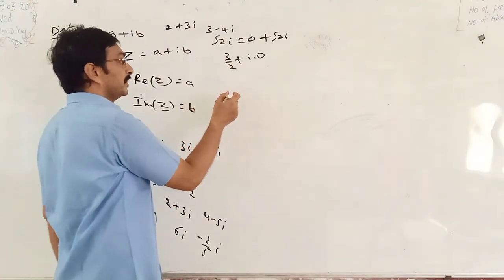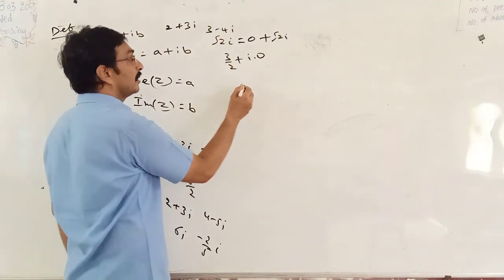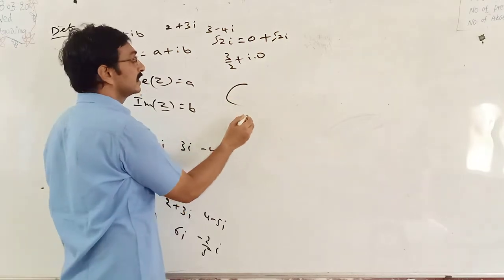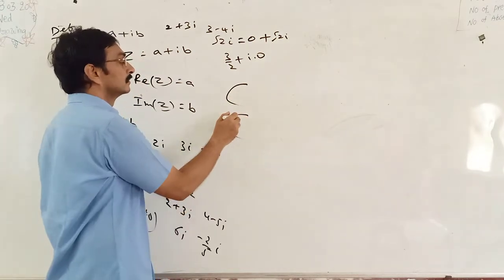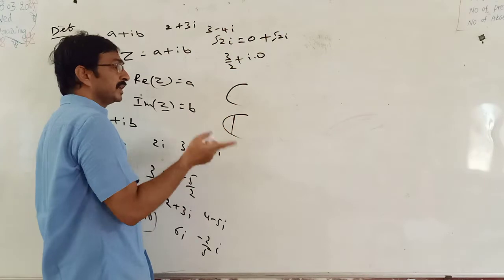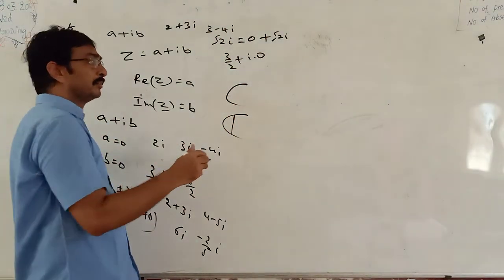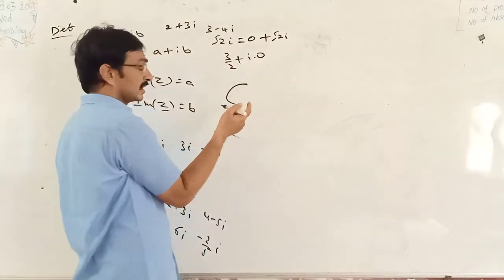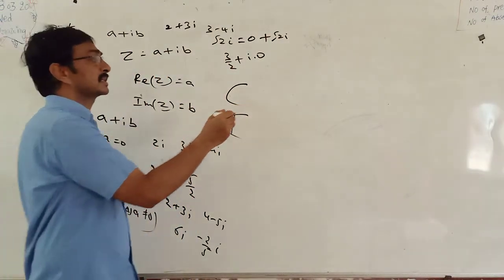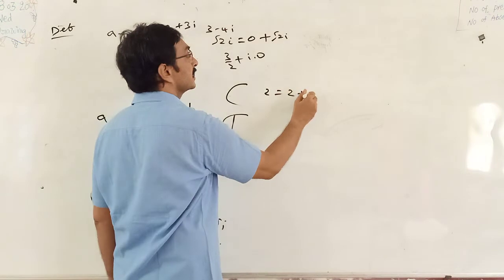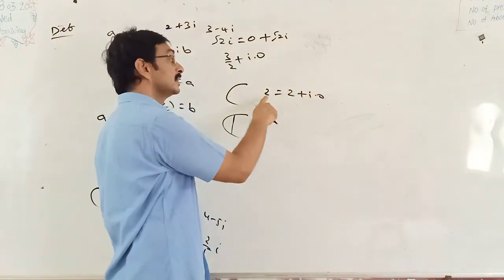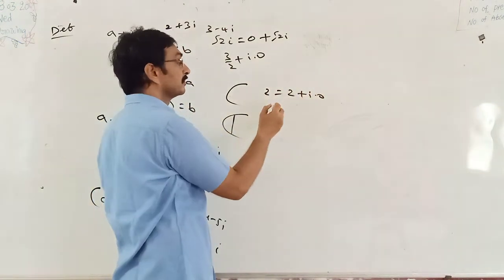So every real number is a complex number. The set of complex numbers is denoted by capital C or this symbol. Every real number is also a complex number, but the converse need not be true, because we can express every real number in the form of a plus ib. 2 can be expressed as 2 plus i0. This is a real number, also a complex number.